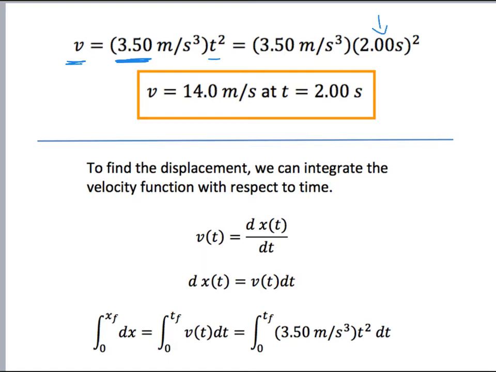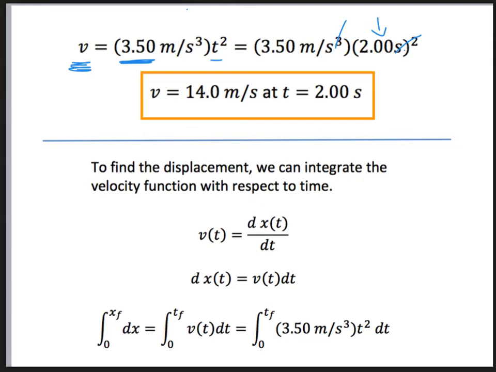When I plug that in, that gives me 4 times 3.5, and that gives me 14 meters per second. Seconds cubed here is going to cancel with the seconds squared, leaving meters per second. That's what we would expect for a velocity. And so at t equals 2 seconds, we get a velocity of 14 meters per second.